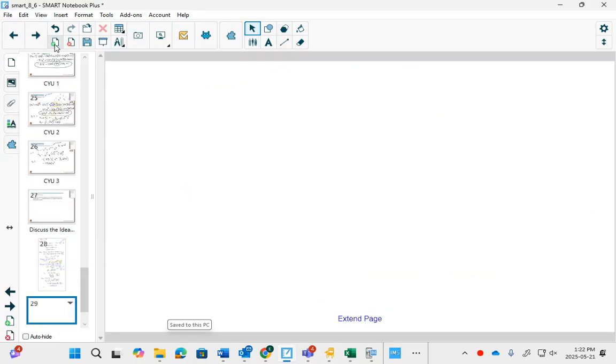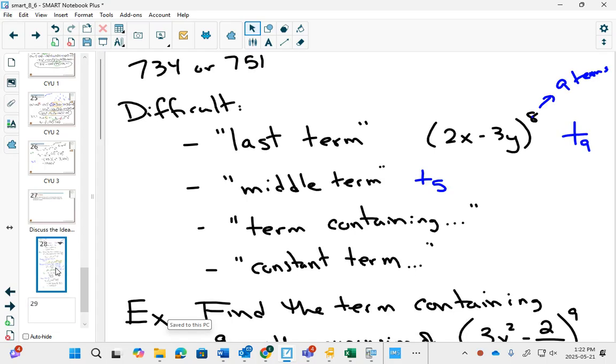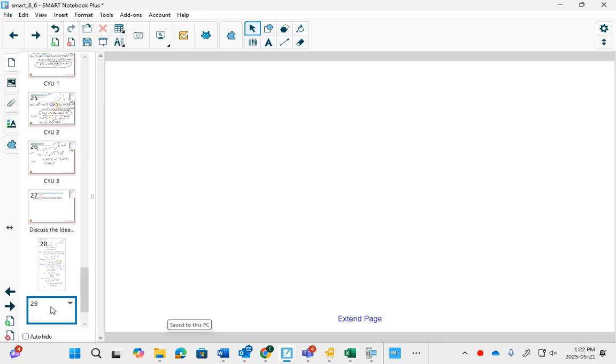We're going to do one more difficult question, because when I listed the difficult questions, I talked about last term, middle term, and we just did one with term contained. Now we're going to do one that involves a constant term.